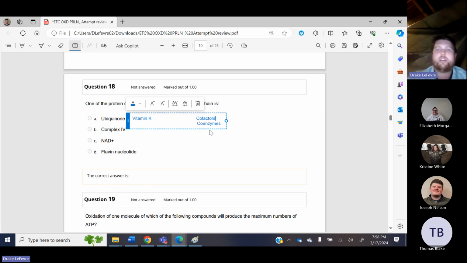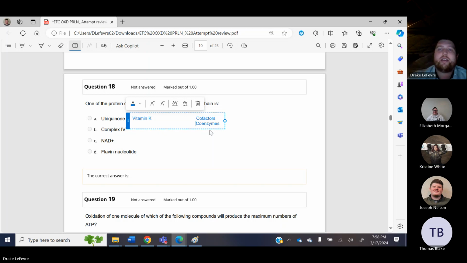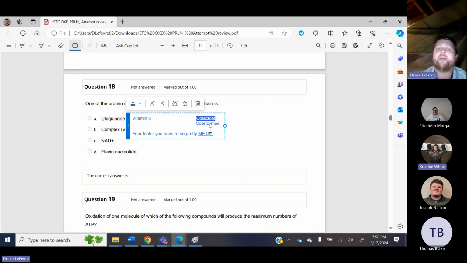Vitamins specifically, are vitamins cofactors or are vitamins coenzymes? Cofactors. You watched the videos before. Remember the stupid thing I said? Did anybody ever watch Fear Factor? Cofactors are metal. You have to be pretty metal. Our metals are our cofactors. Our vitamins are our coenzymes. So vitamin K is a coenzyme.